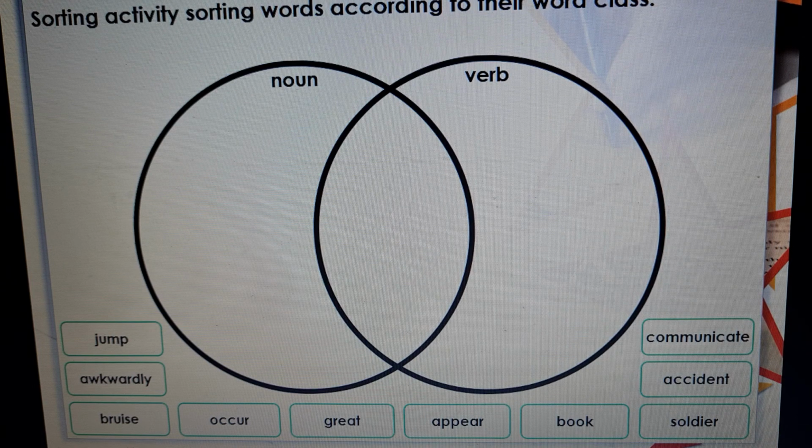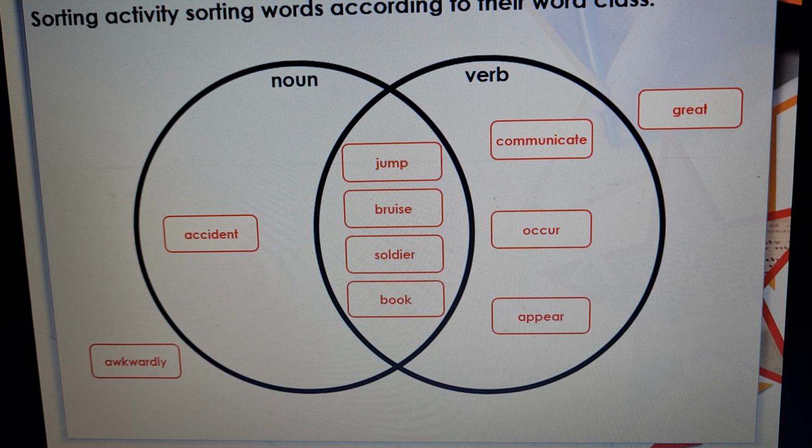Okay, well, if you have done that correctly, let's have a look and see if what I've got on my screen here matches what you have got there. Okay, so the word accident is the noun, it's a name of something. If we communicate, we're doing something. If something occurs, it happens, so it's doing something. If something appears, it's doing something.